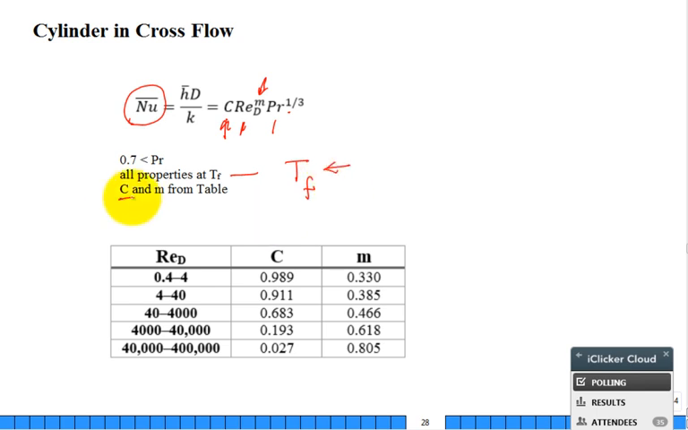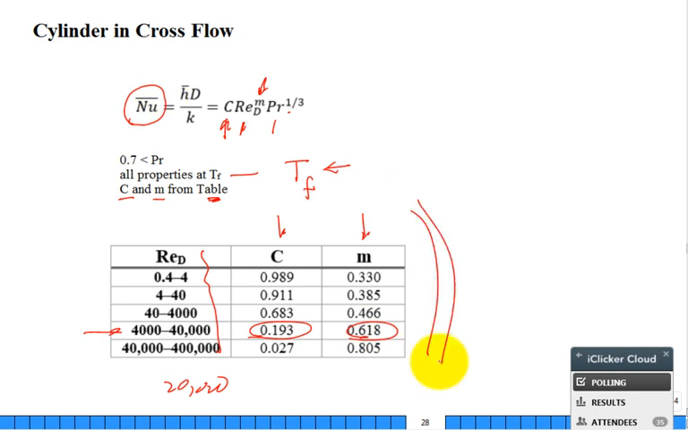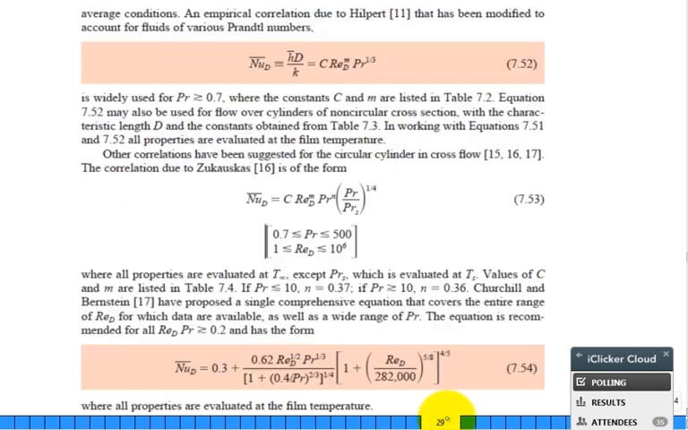And the C and the M come from a table in the textbook. Here is the C and the M, and they depend on what Reynolds number. So you have to figure out what Reynolds number range you're in. Let's say you're at 20,000. That would be right in here. You would use that C, that M, plug and chug. How did this table come about? Experimental measurements, and then correlation.